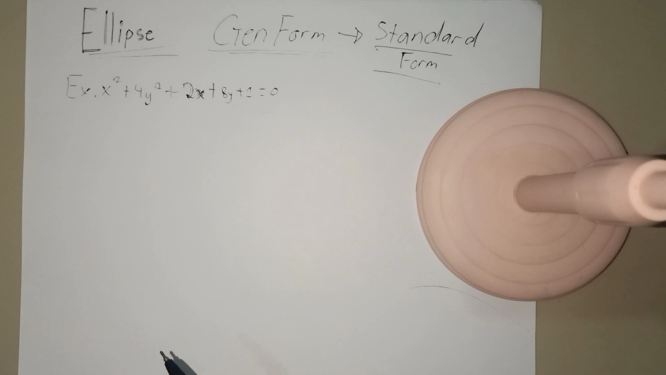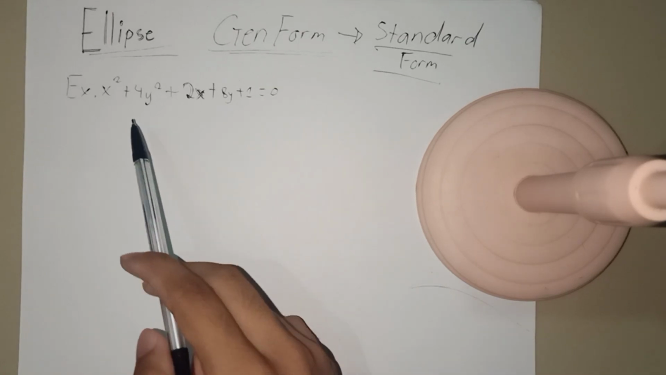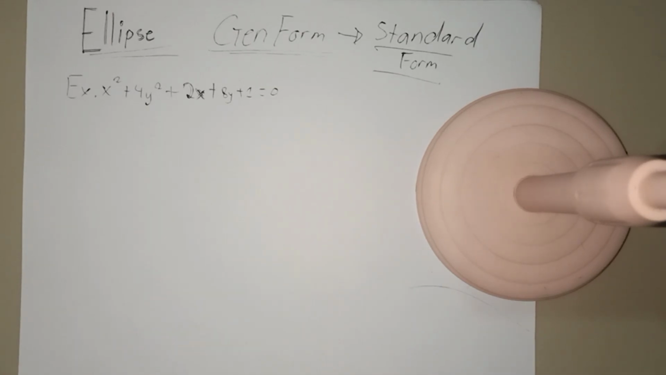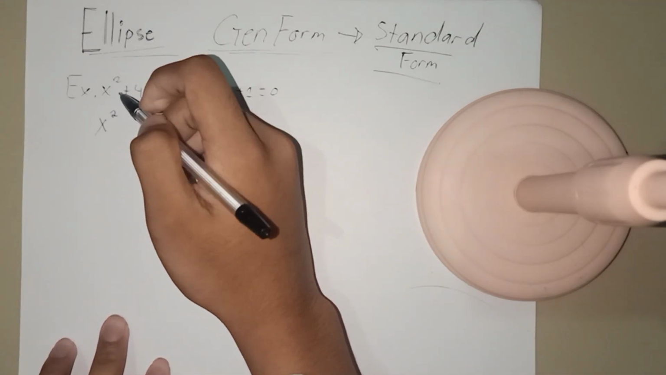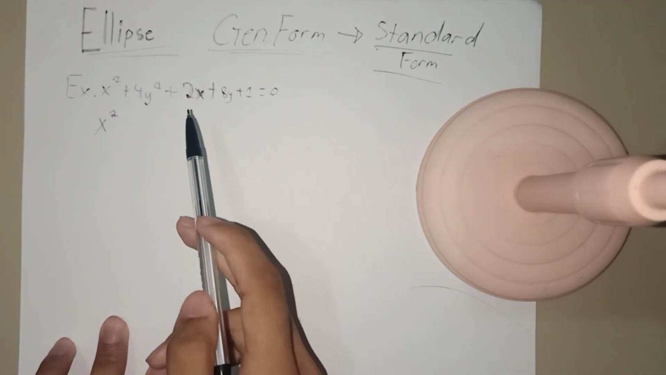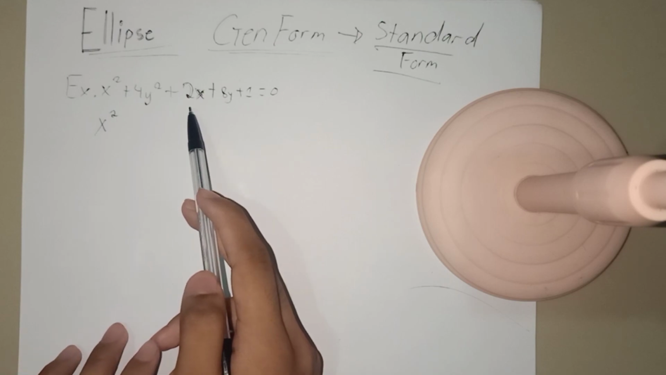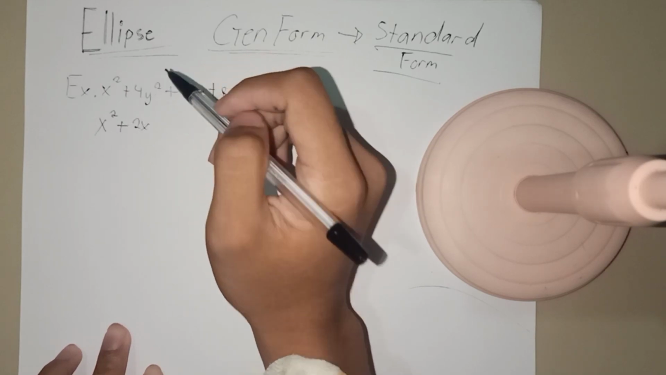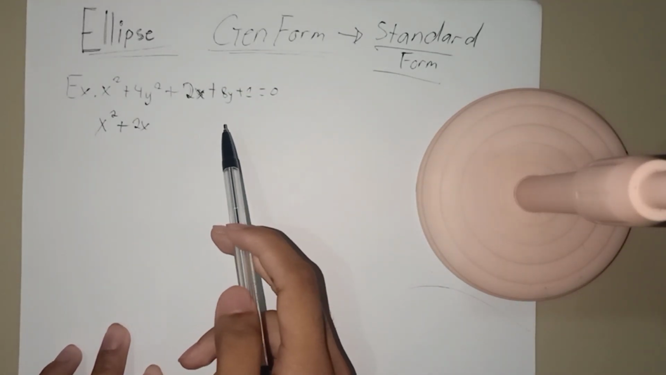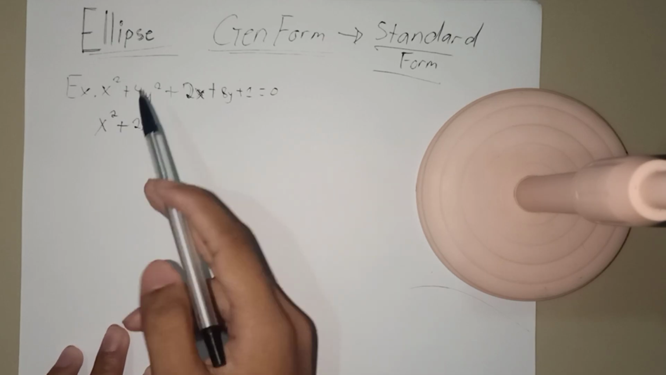For example, x squared plus 4y squared plus 2x plus 8y plus 1 is equal to 0. To turn this into a standard form, we first need to separate the variables, x to x and y to y. Let's put x squared. Is there another number with the x variable? It is 2x. Then write 2x. Then is there another? None. So we're gonna add 4y.